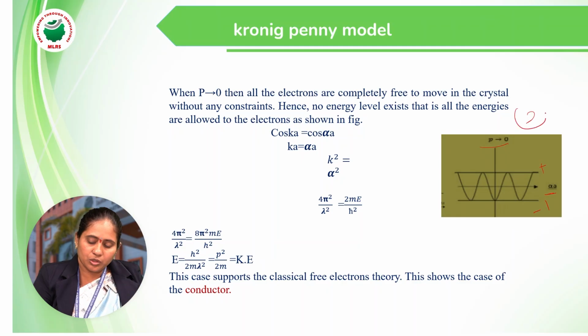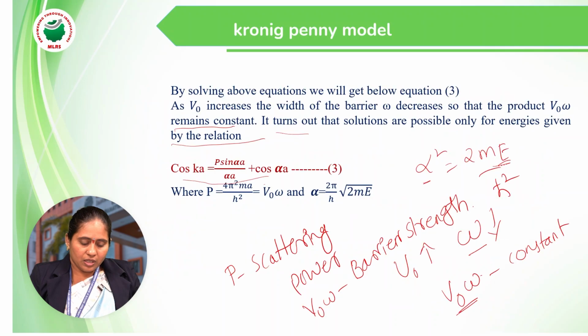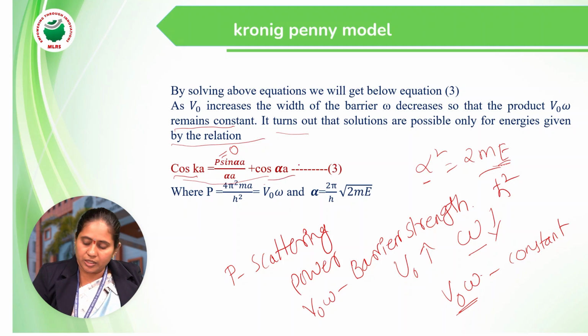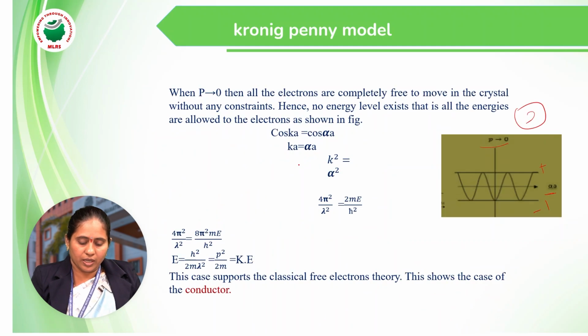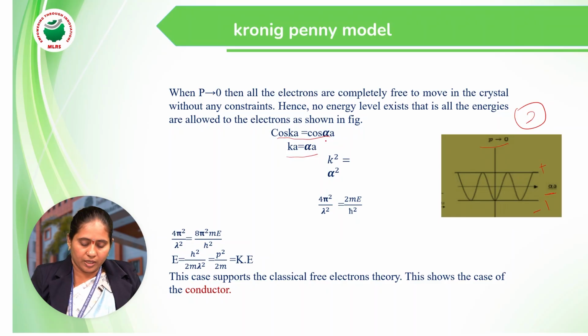So, conclusion 2 is, when P tends to 0. When P tends to 0, what will happen to equation number 3? Equation number 3 is cos Ka equals P sin alpha A by alpha A plus cos alpha A. If P tends to 0, this term is 0, then cos Ka is equal to cos alpha A. So, indirectly Ka is equal to alpha A.